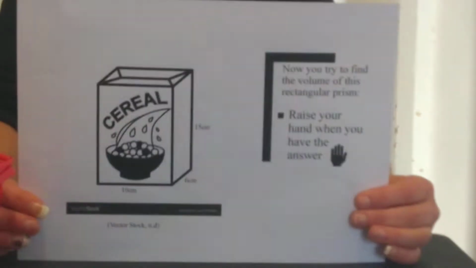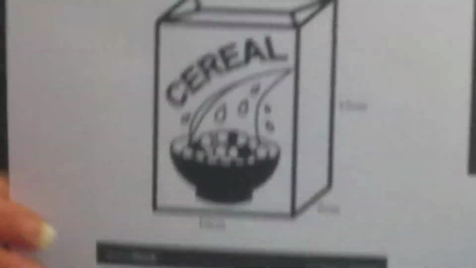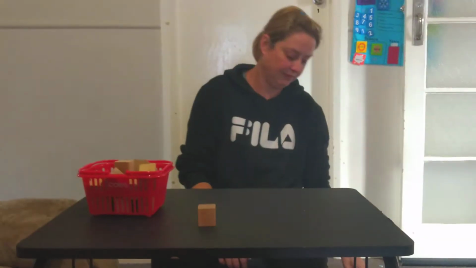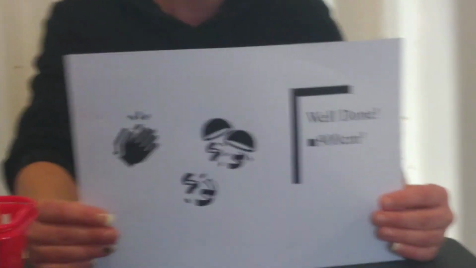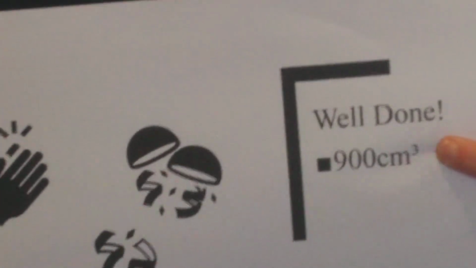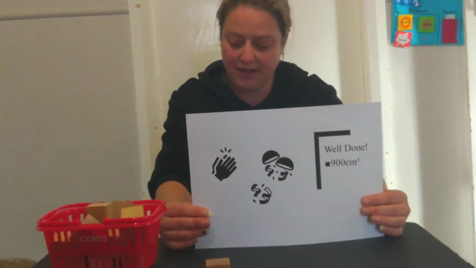Now you try to find the volume of this rectangular prism and raise your hand when you have the answer. Joey, what answer do you have? 900 centimetres squared. Well done. The volume of the cereal box is 900 centimetres cubed. Remember, not squared. But very good, Joey.